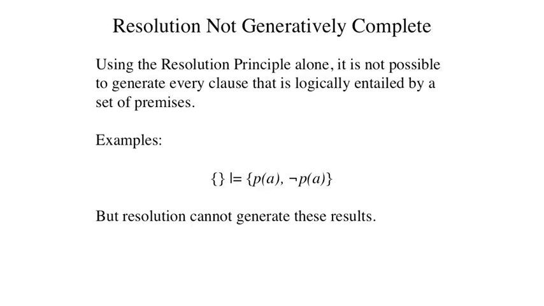Although relational resolution is not generatively complete, problems like this are solved by simply negating the goal and demonstrating the resulting set of sentences is unsatisfiable.